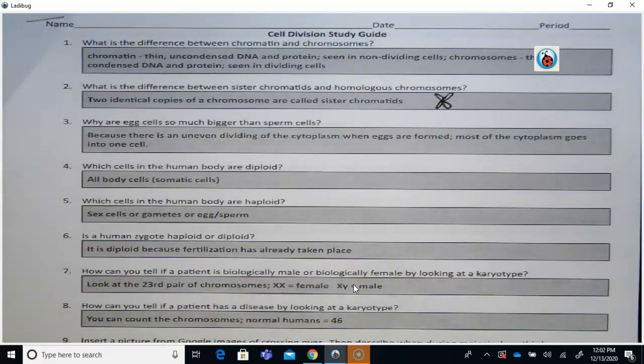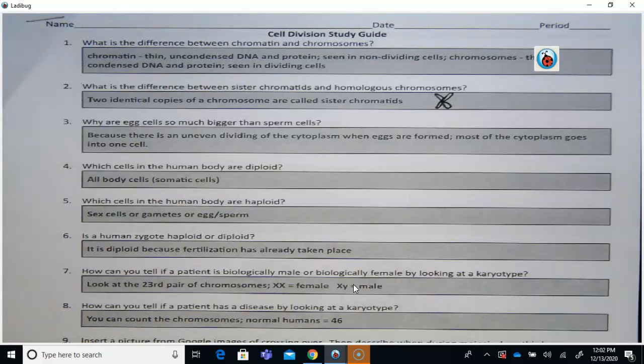Number 7, how can you tell if a patient is biologically male or biologically female? By looking at a karyotype. You look at the 23rd pair of chromosomes, and if it's XX, two X sex chromosomes, it's a female. If there's an X and a much smaller Y chromosome, then it is a male.